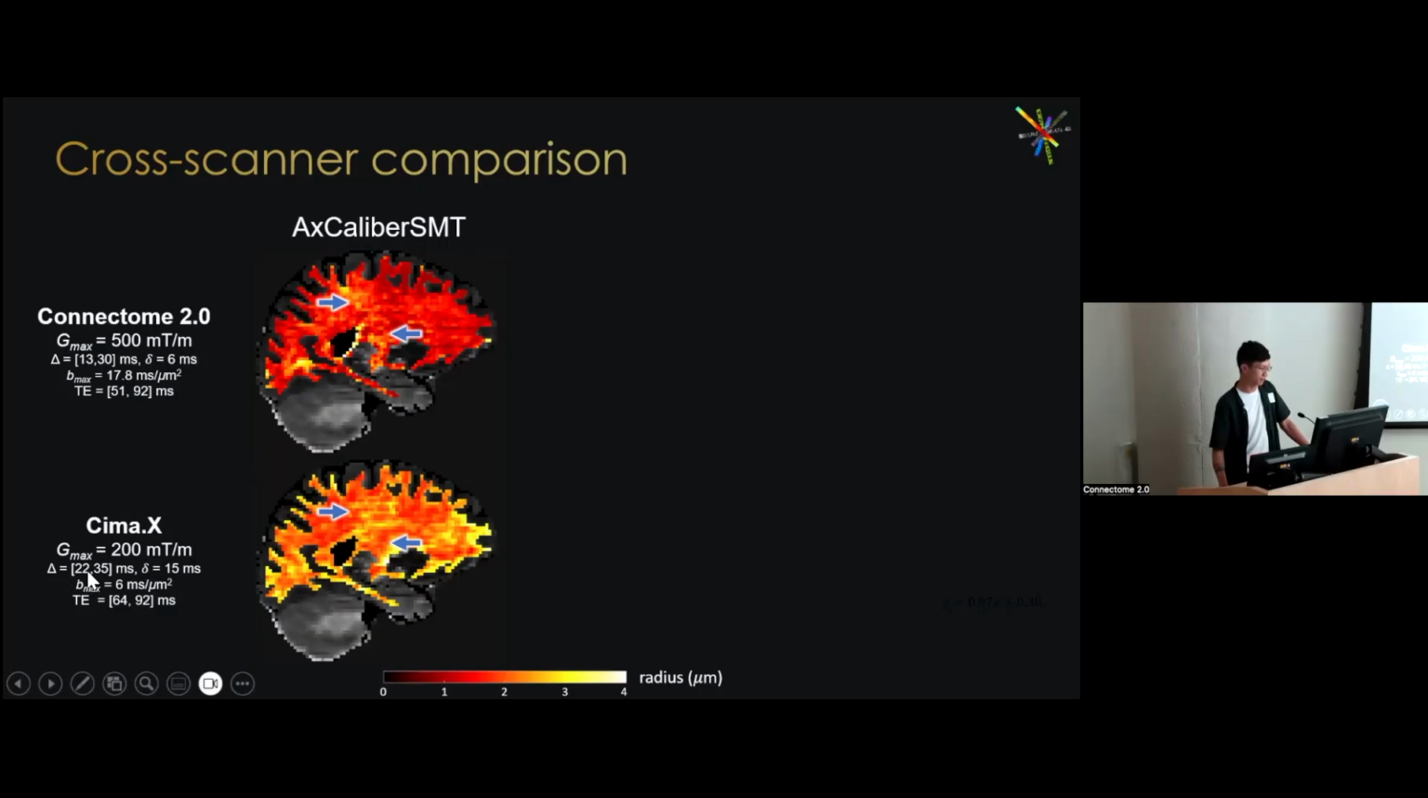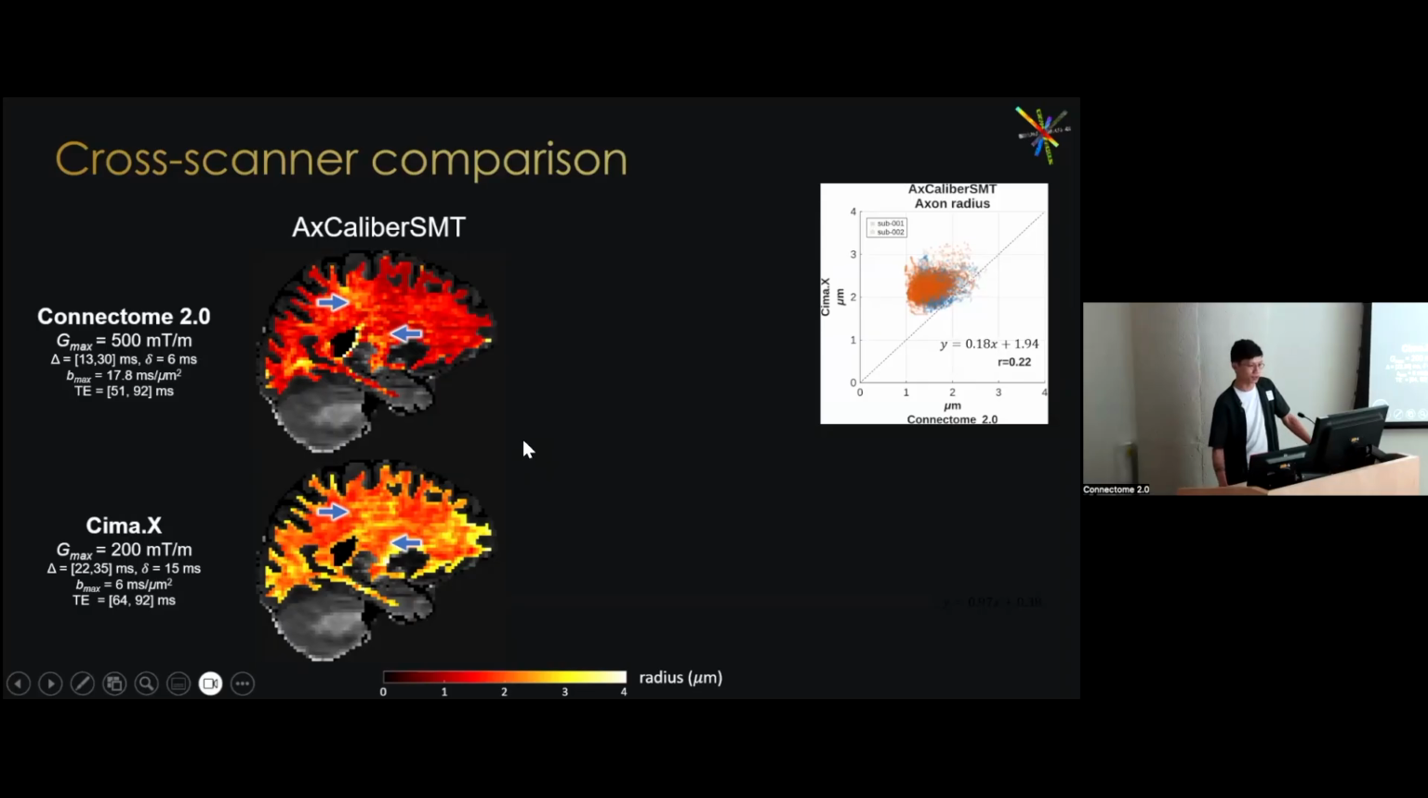That includes having a longer minimum diffusion time compared to Connectome 2, longer gradient pulse width, lower b-values, and longer minimum echo times. So in principle, this suggests that we would not have as good sensitivity as the Connectome 2. Here is the comparison between the Excalibur SMT results on the 2 scanners. With the Connectome 2 data, we can clearly see the corticospinal tract contrast, but such contrast is not so obvious on the Sigma X result.